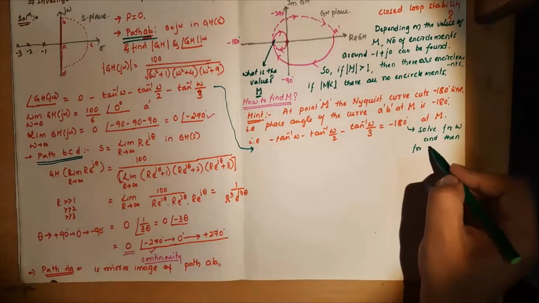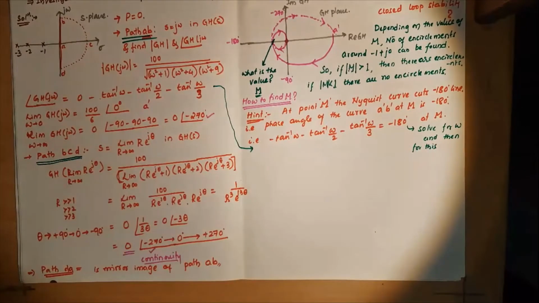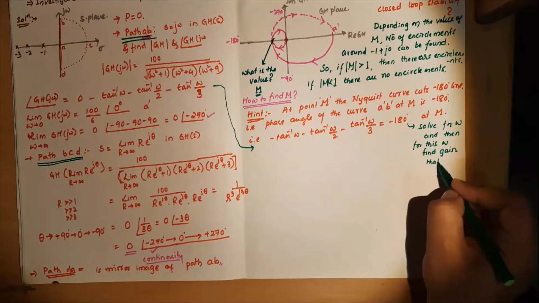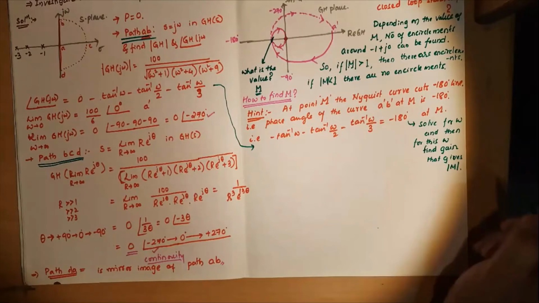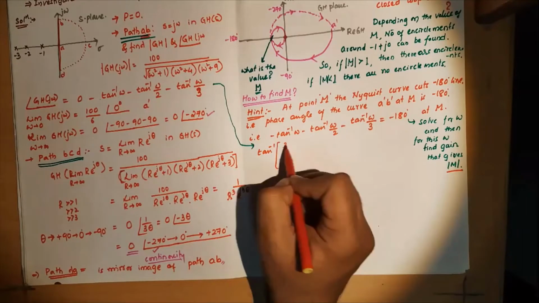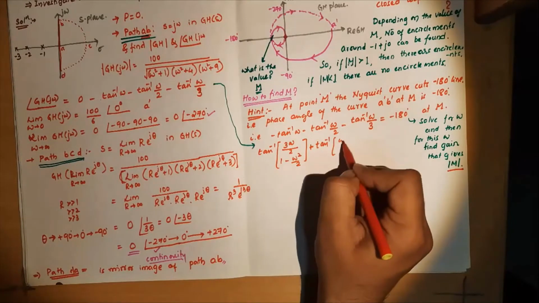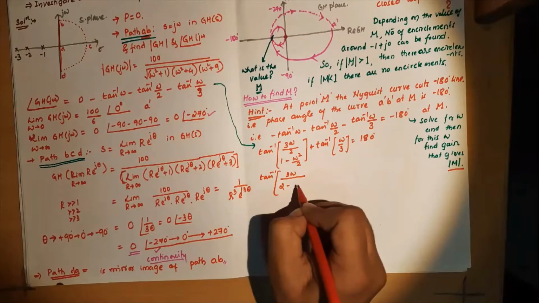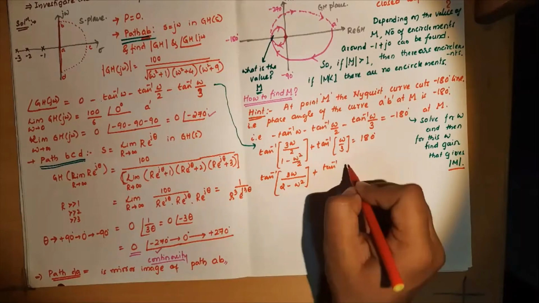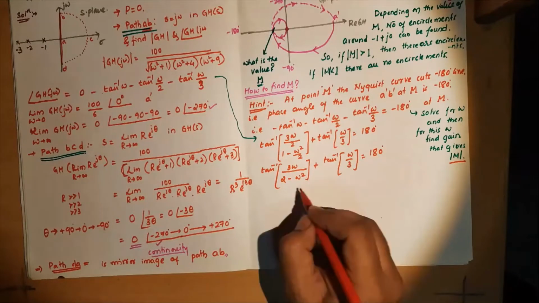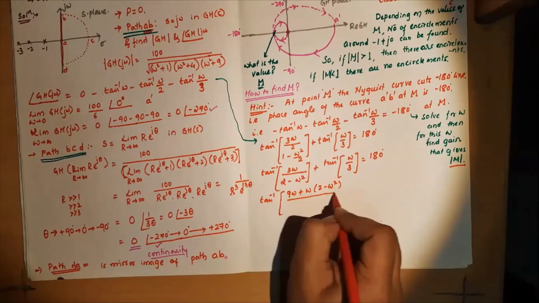So solve for omega, and then for this omega, find the gain. That gain will give us the magnitude M. So how to solve this? The basic trigonometric identity, everyone can do it yourself: tan inverse of A plus tan inverse of B equals tan inverse of (A plus B) divided by (1 minus AB). I have used the same identity and simplified this.